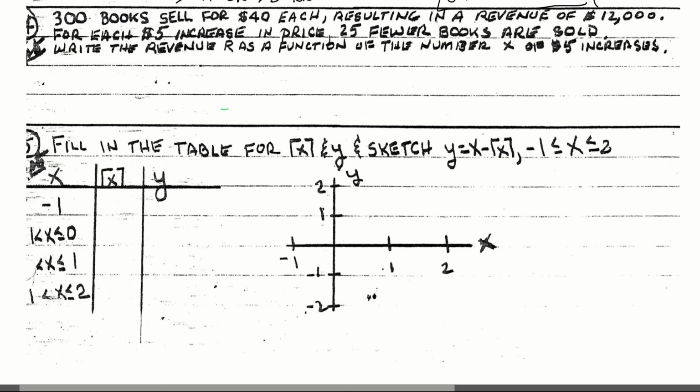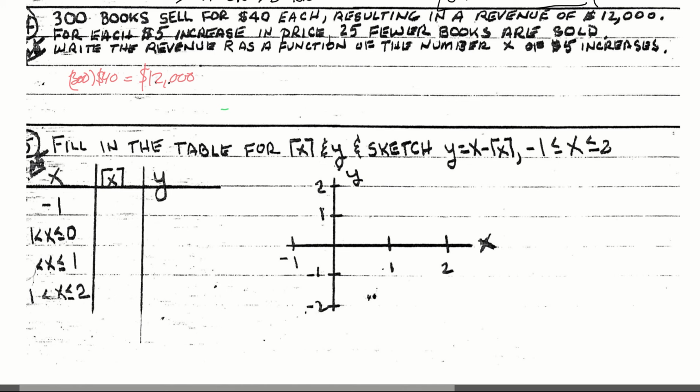So here we have 300 books to sell for $40 each. It's resulting in a revenue of $1,200. Makes sense. So if you have 300 books sold for 40 bucks each, that'll equal $1,200. So this is one instance that we know is true.